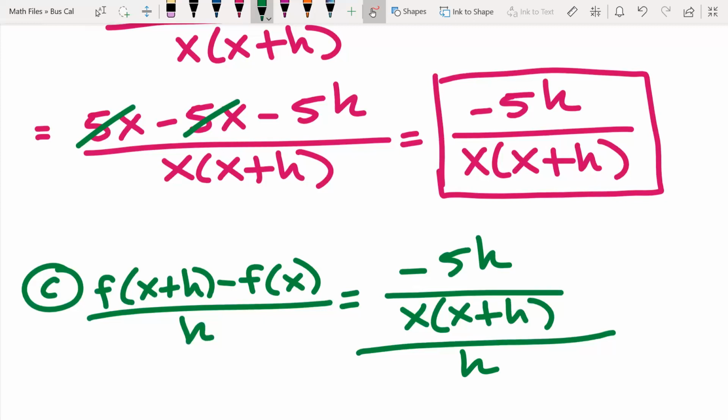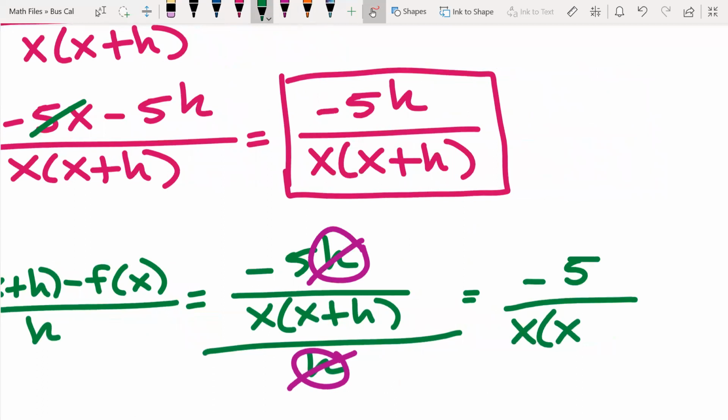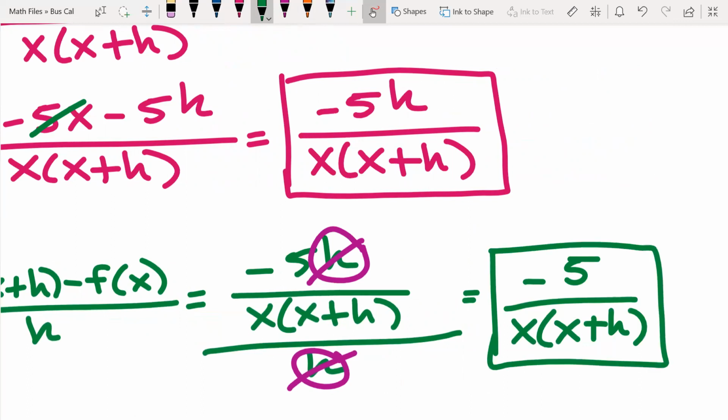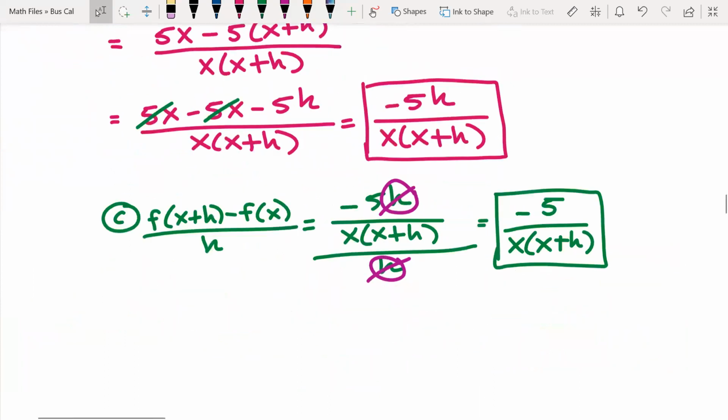And since we're doing all this complicated work, I'll allow you to do one little cheat code here. We're going to say that this h and this h will what? Cancel. Cancel. Oh, yeah. And all we're left with is negative 5 over x times x plus h. And that ends step 3. Woo! All right. Now on to step 4.